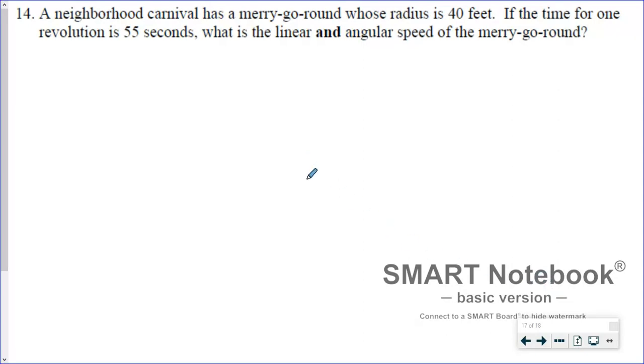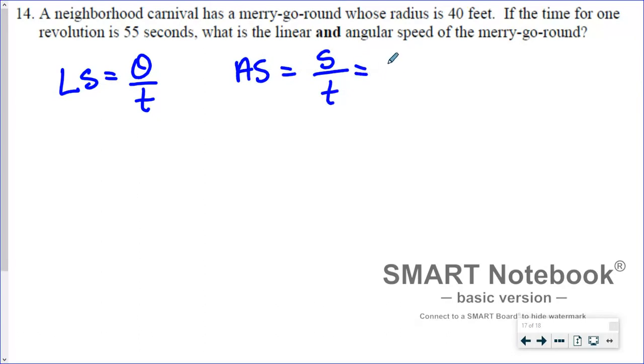Number 14. A neighborhood carnival has a merry-go-round whose radius is 40 feet. If the time for one revolution is 55 seconds, what is the linear and angular speed of the merry-go-round? So do remember that angular speed is equal to theta over t, and linear speed is equal to the arc length over t, where the arc length is just r times theta. So we go ahead and plug this in. Whoops, I have these backwards. This should be linear speed, and this should be angular speed.